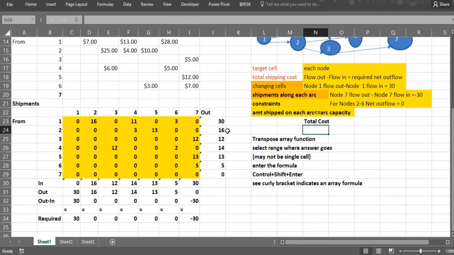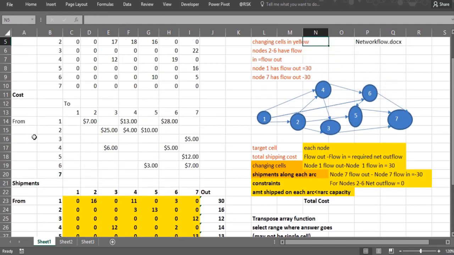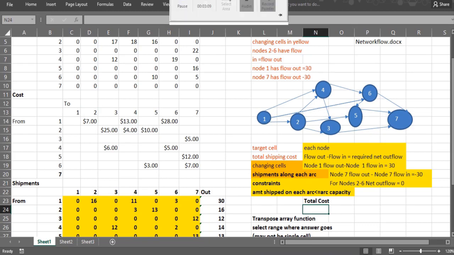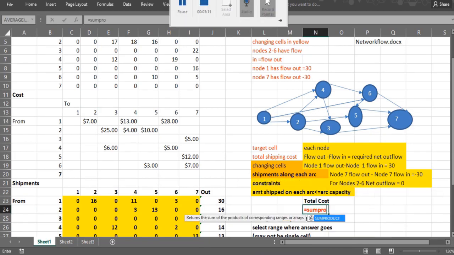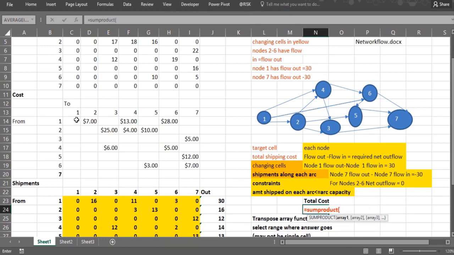Now the total cost. What's the total cost? Well, you would use our friend SUMPRODUCT. The amount that goes from 1 to 1 times the cost, which is 0, 1 to 2, 16 times the cost, which is 7. SUMPRODUCT, the cost with the shipments. So we do SUMPRODUCT the costs with the shipments.